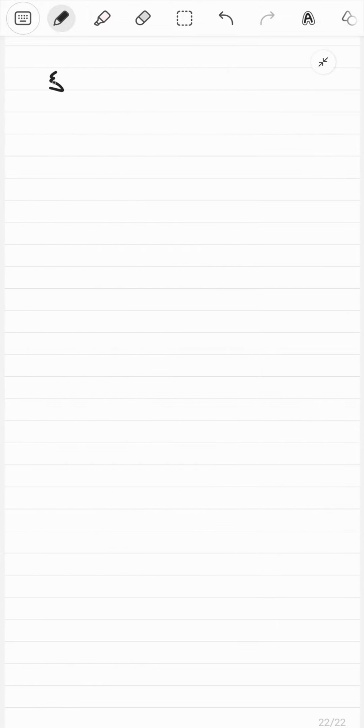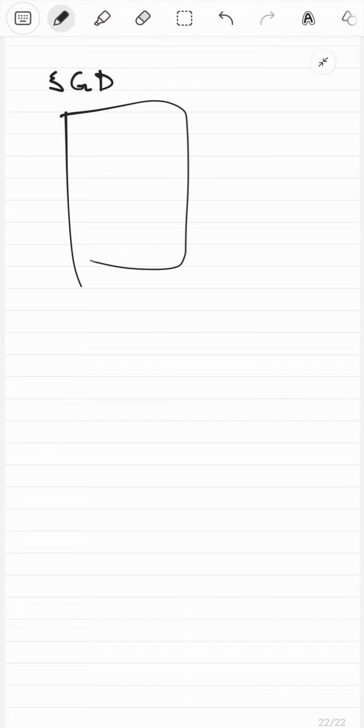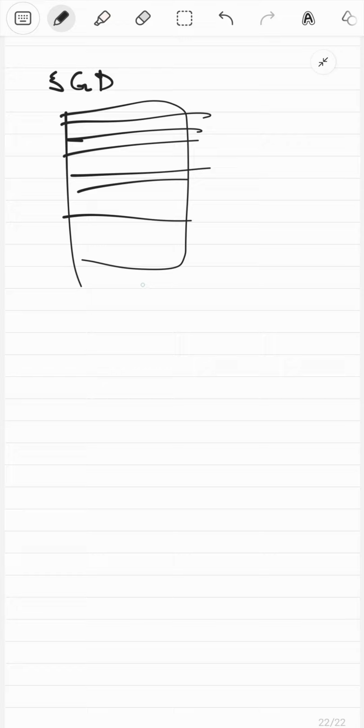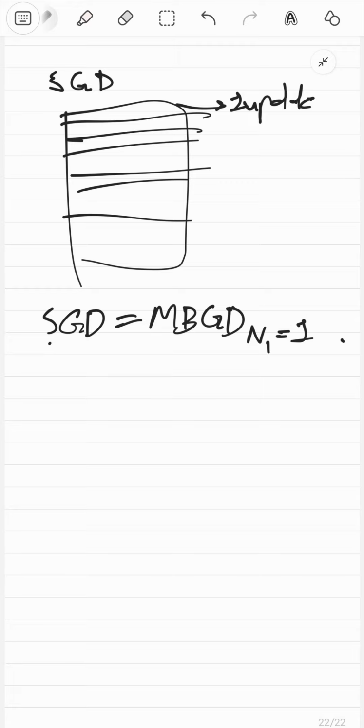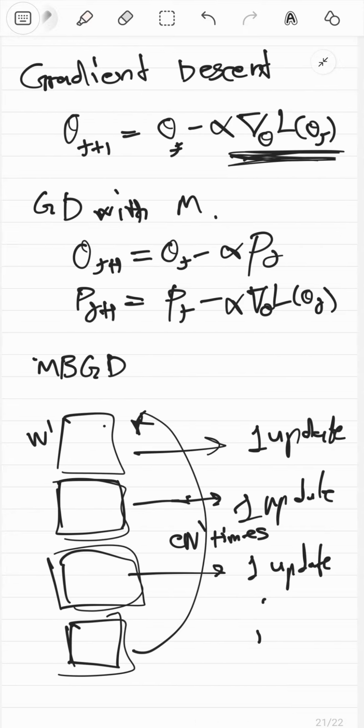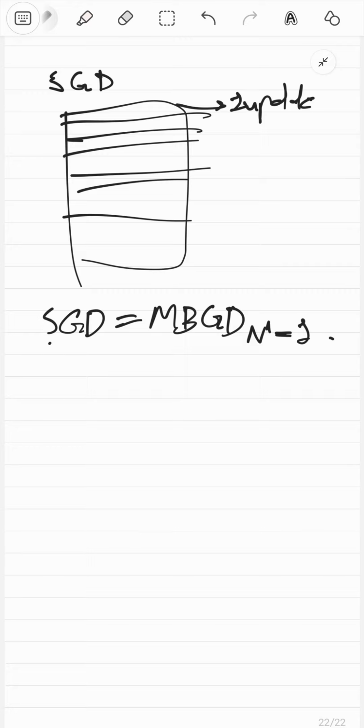Now this taken to an extreme scenario is something called stochastic gradient descent, where you have a data set and for each data point you do one update, right? So your batch is just a data point at this point. So SGD is just MBGD with n dash equal to 1. Yeah, that's SGD.